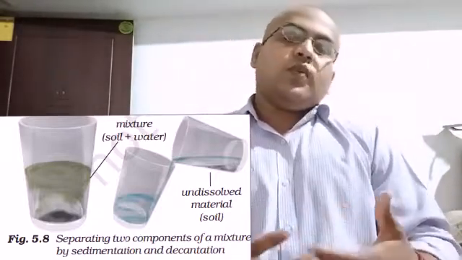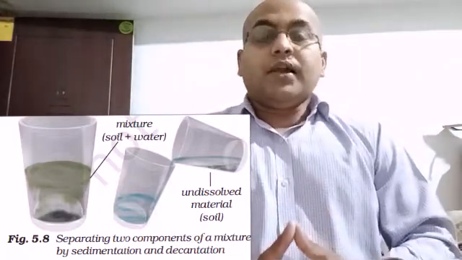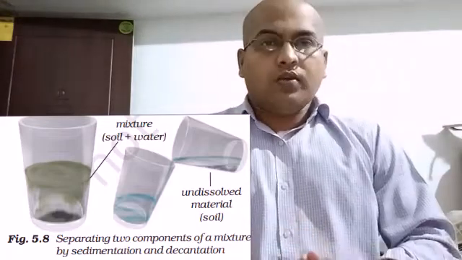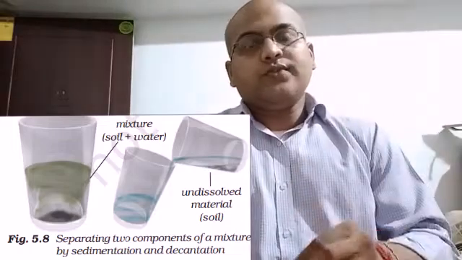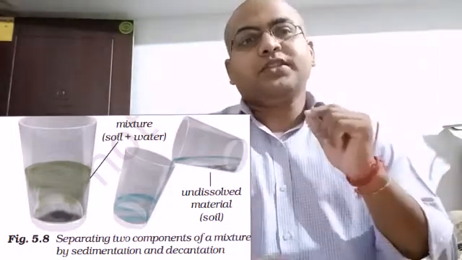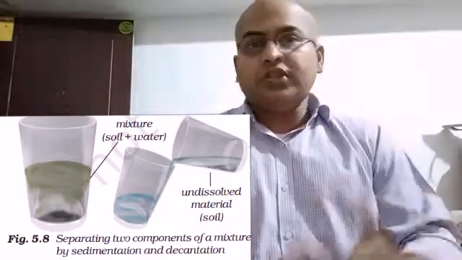First of all, we have to collect some muddy water from the river or the pond. If that's not possible, then we can take a glass, put some water and some soil, and just mix it. By doing this we get muddy water. Now we need to separate it.